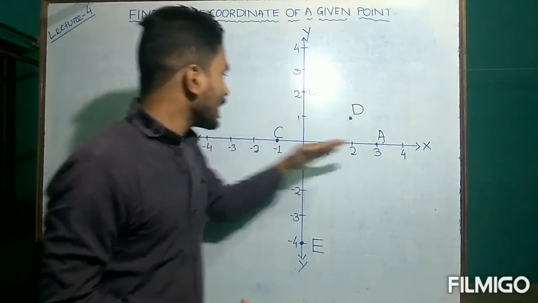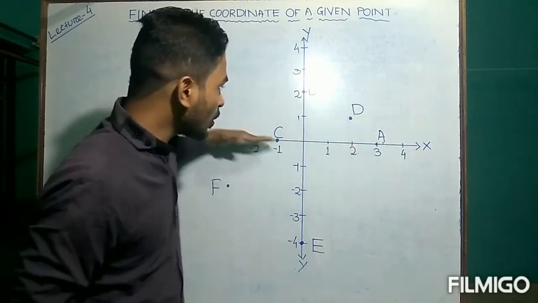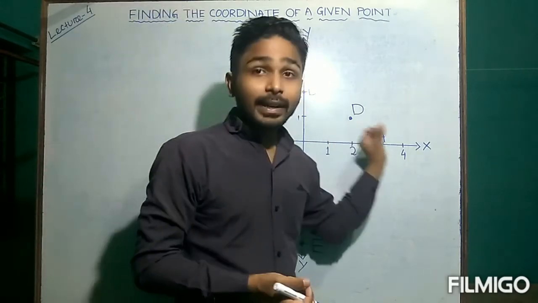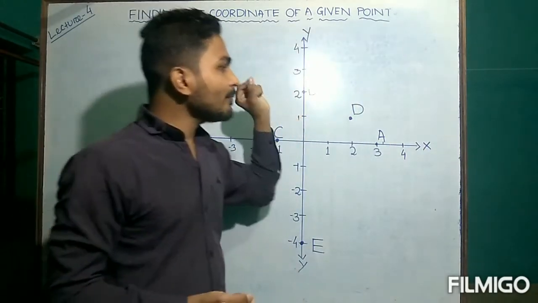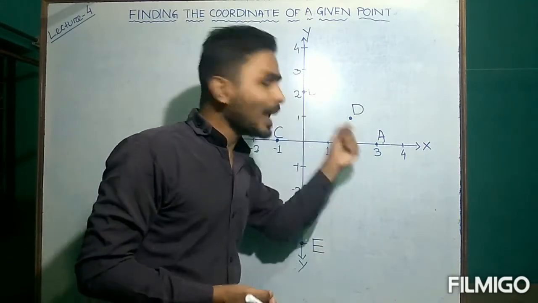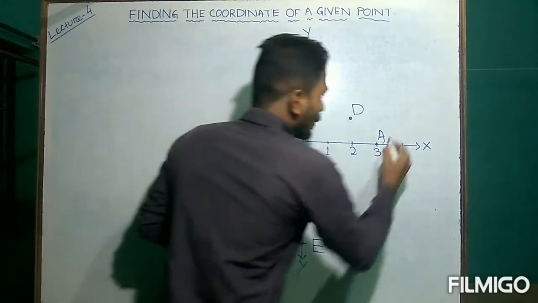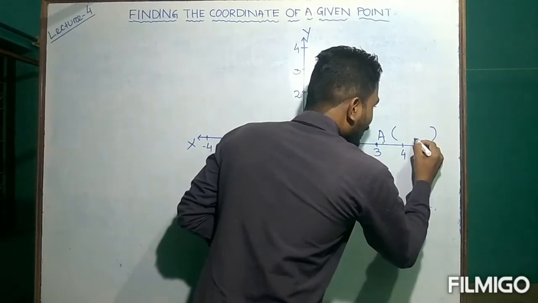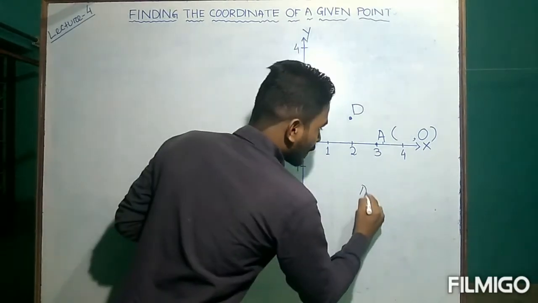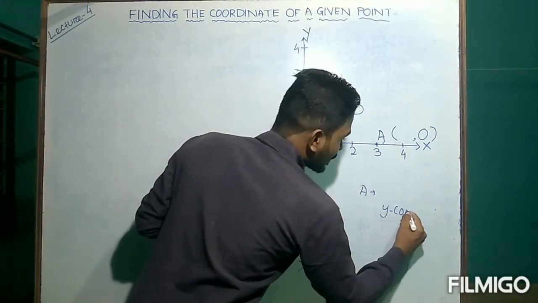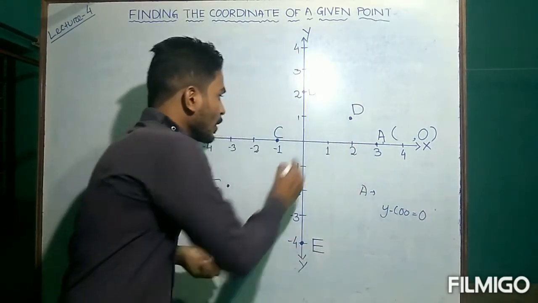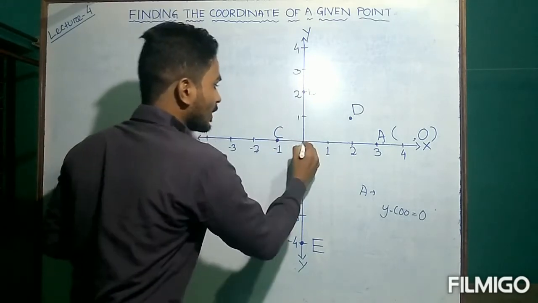Point A lies on which axis? It lies on the x axis. Our target is to find its coordinate. As we know, if any point lies on the x axis, then its y coordinate should be 0. So whenever we write its coordinate in ordered pair form, its y coordinate must be 0. In order to reach this point, 3, we have to start our journey from the origin.